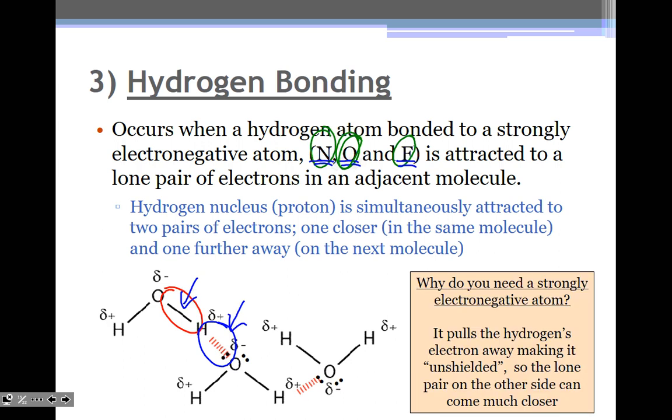Why do we need a strongly electronegative atom? It pulls the hydrogen's electron away, making it unshielded, so the lone pair on the other side can come much closer. And there has to be this bond here between the hydrogen and the oxygen in order to have this bond here between the adjacent hydrogen and oxygen.